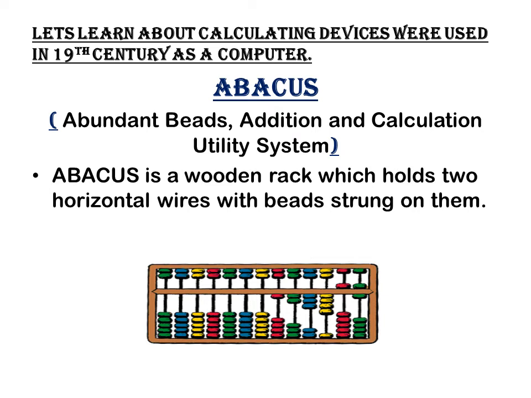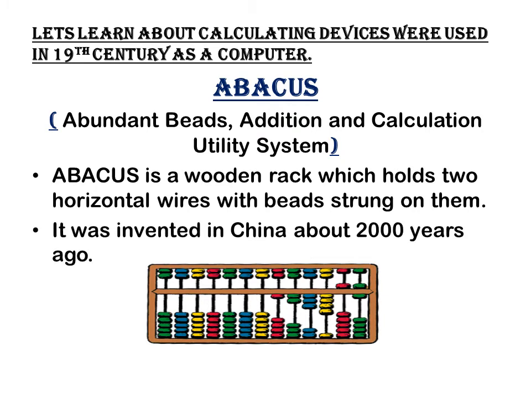Let's learn about some calculating devices which were used in 19th century as a computer. First one is the abacus, an addition and calculation utility system. Abacus is a wooden rack which holds two horizontal wires with beads strung on them. Look at the picture also. It was invented in China about 2000 years ago.